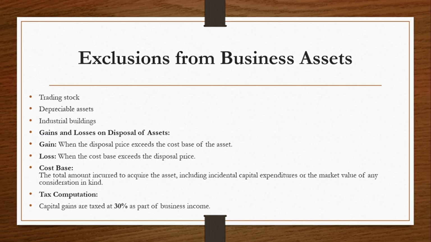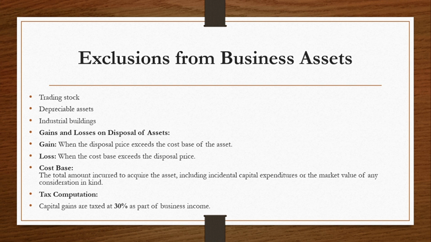Let's look at the exclusions from business assets, the assets that are not subject to capital gains tax or CGT. So the first one we have is trading stock. And these are items a business buys and sells regularly, like the inventory or the stock of the business. It is just stock they buy and sell, so it's not subject to capital gains tax. So that profit that they make from selling that daily stock can't be subject to capital gains tax.